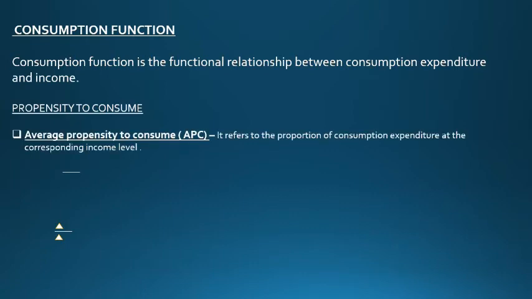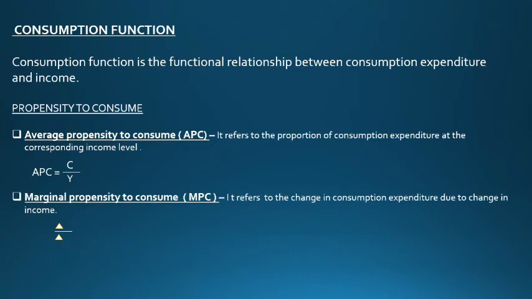Average propensity to consume, that is APC, refers to the proportion of consumption expenditure which is done at every individual income level. This can be calculated by C upon Y. That means dividing the consumption expenditure by the corresponding income level.